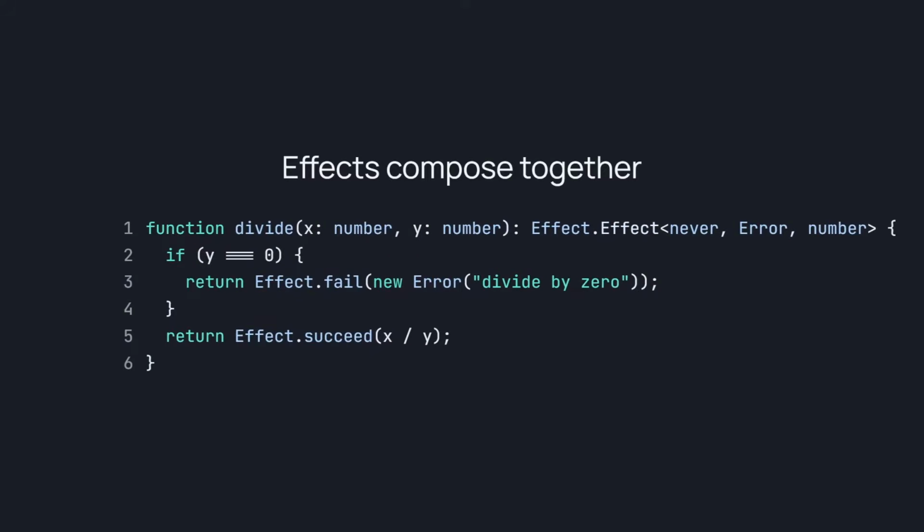The power of the Effect type comes from its ability to compose together with other effects. Here is a basic division function. First, it checks if the divisor is 0, and if so, returns an effect failure containing an error. Else, it returns an effect success containing the result of the division. In the return type is where the magic happens. See how both the success case and the failure case merge into a single type that describes both outcomes? It is now abundantly clear that the result of this divide function is an effect that when run will yield either a number or an error.